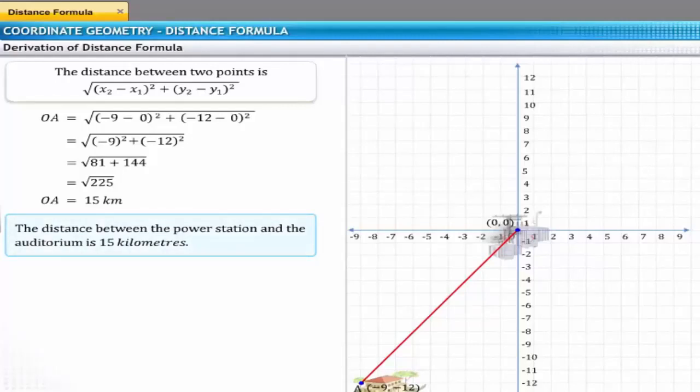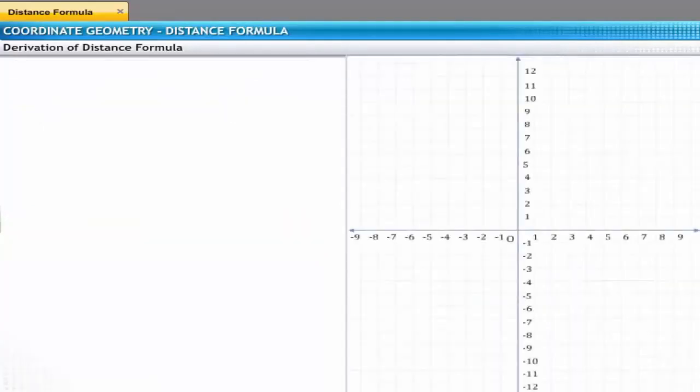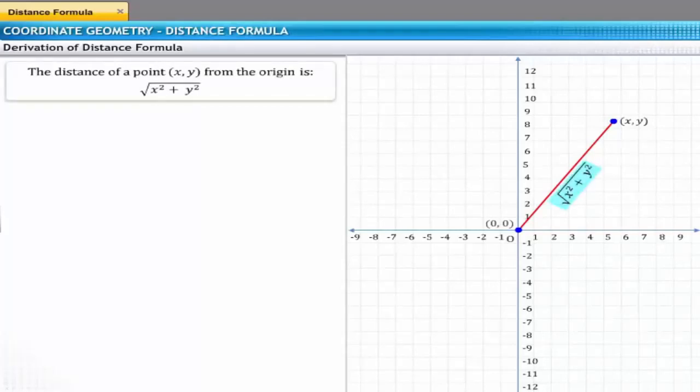Thus, you can find the distance of any two points using the distance formula when the coordinates are given. The distance formula can be further simplified for specific scenarios. For instance, to find the distance of a point from the origin, that is, the center of your graph, you can use the following formula, square root of x squared plus y squared.